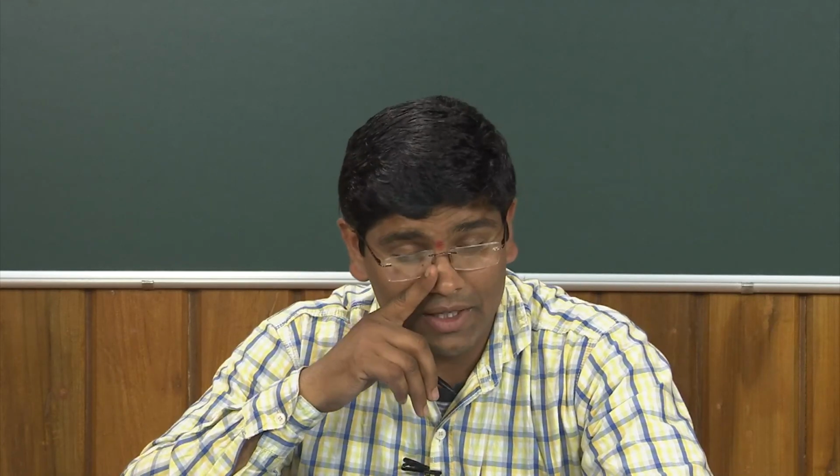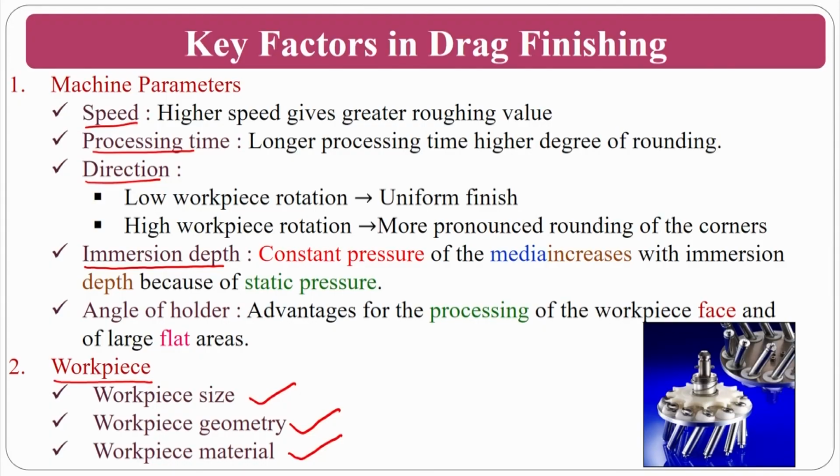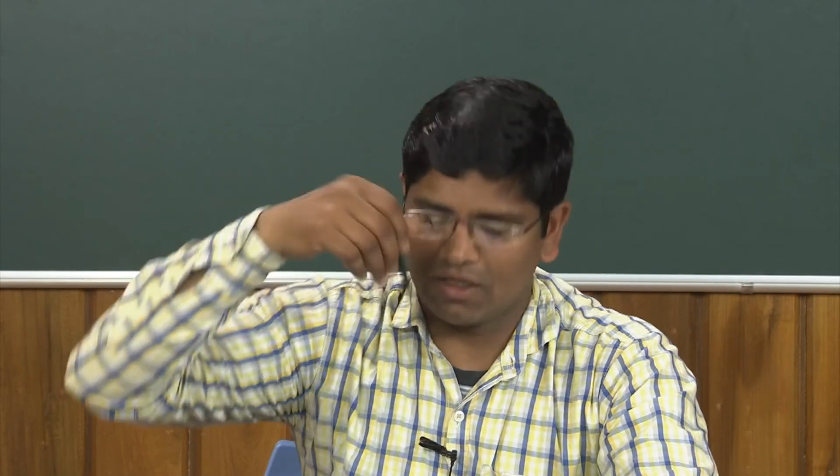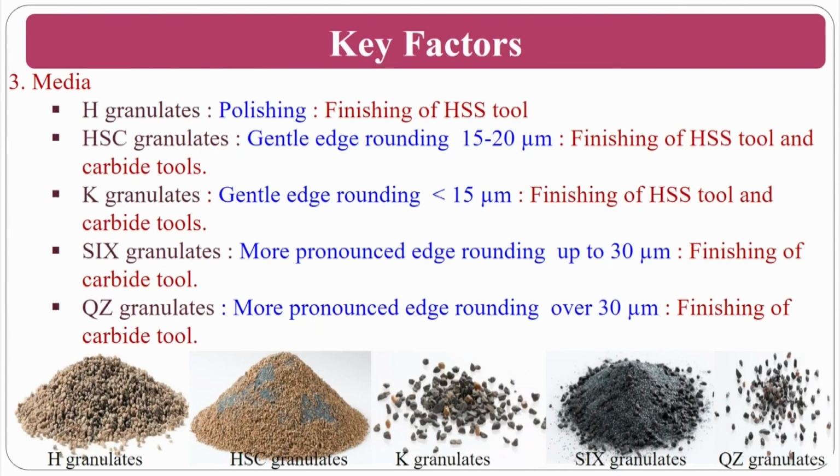If you take drill bits and all those things, in that circumstance I don't want to finish the shank. There I can go for partial immersion. Then the angle of the holder, at which angle, whether you want to hold like this or like this, all that you can play with. Another key factor is the abrasive medium, where you can use H granules or HSC granules or K granules, 6 granules or QZ granules. These are the varieties of granules, and you can use them as your abrasive particles in the drag finishing process.